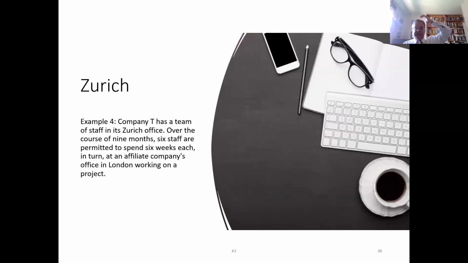Whereas in this case, Company T has a team of staff in its Zurich office. Over the course of 9 months, 6 staff are permitted to spend 6 weeks each in turn at an affiliate company's office in London. The issue which creates a PE is that they're working on a project in London, and that might well create a PE.